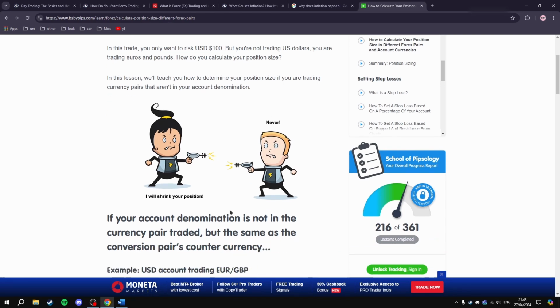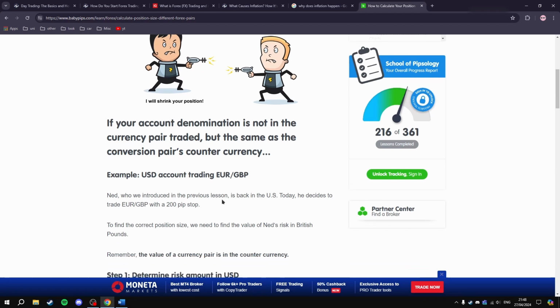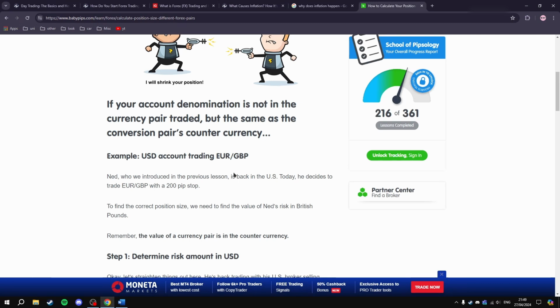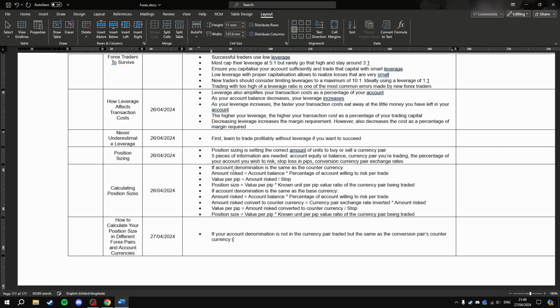So, if your account denomination is not in the currency pair traded, but the same as the conversion pair's counter currency, i.e., USD account trading EUR GBP.